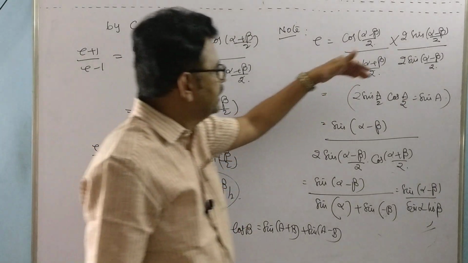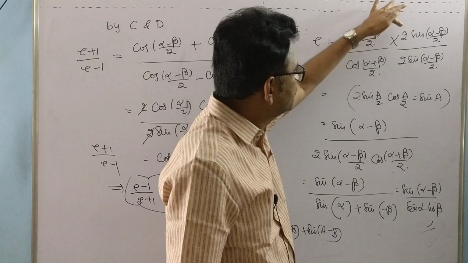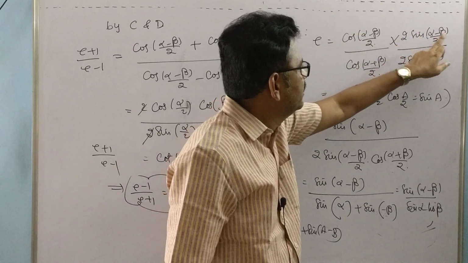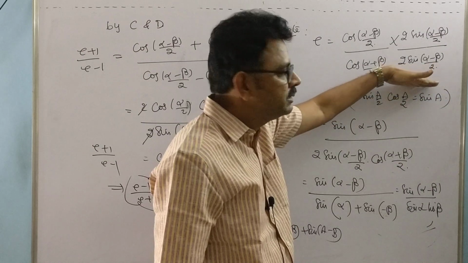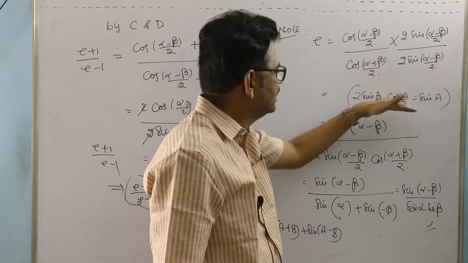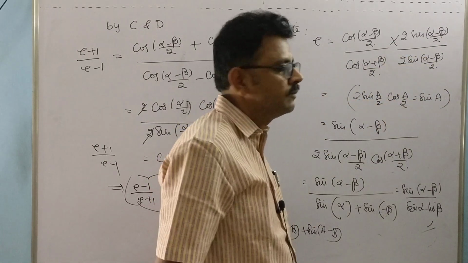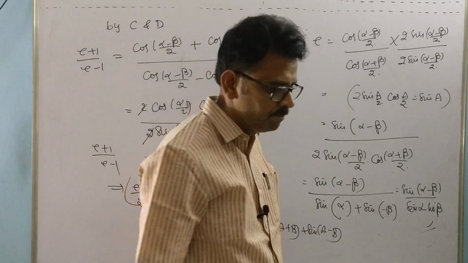Suppose you are multiplying and dividing by 2 sin alpha plus beta by 2. Now the denominator becomes sin, just again the sin A form. So there is also one result.